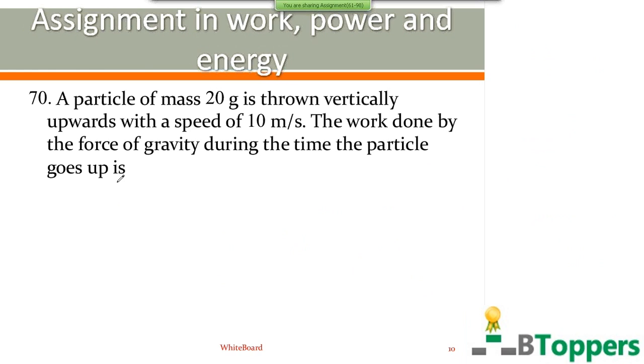A particle of mass 20 gram is thrown vertically upwards with a speed of 10 meters per second. The work done by the force of gravity during the time the particle goes up is... You can solve the problem by two methods. One method is by applying work energy theorem. So the particle is projected vertically upwards with an initial speed u equal to 10 meters per second. Let A be the point of projection of the particle. Let B be the highest point up to which the particle moves, where its velocity becomes 0.